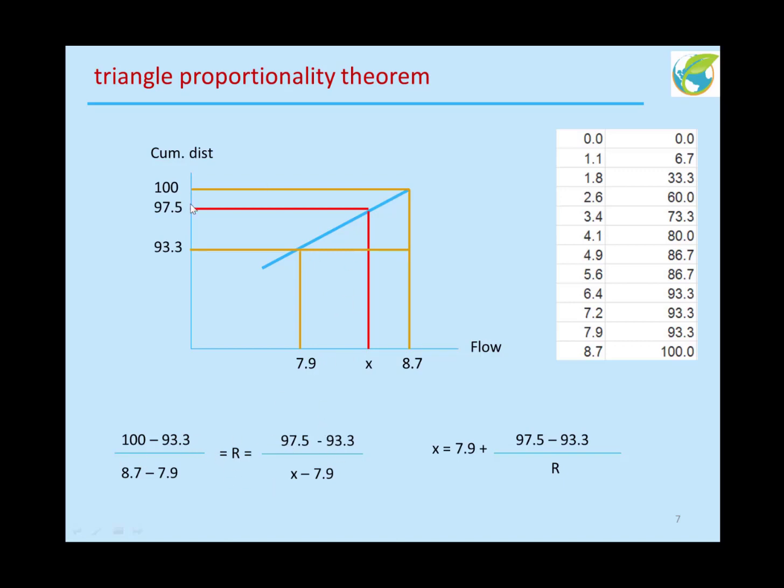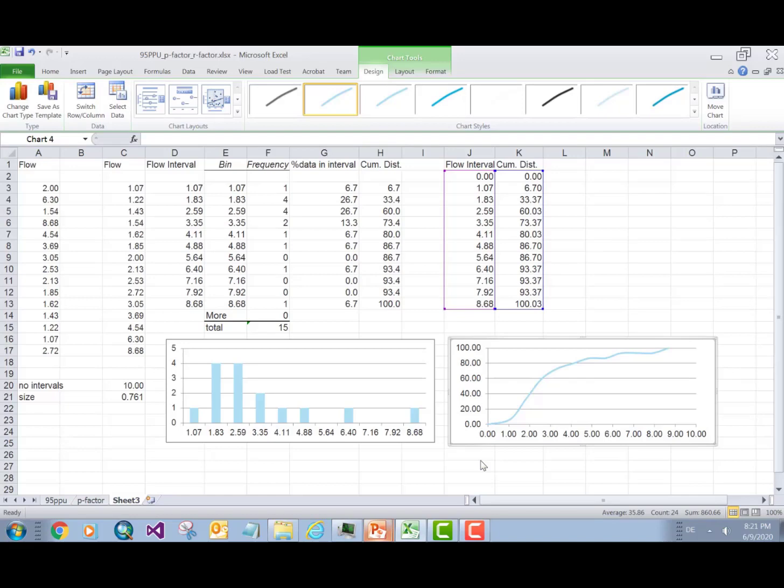That's equal to 97.5 minus 93.3, which is that distance here, or this one, divided by this x minus 7.9. And x is 7.9 plus this. If you do the math, that's what you get. So I can take these equations to my Excel sheet.